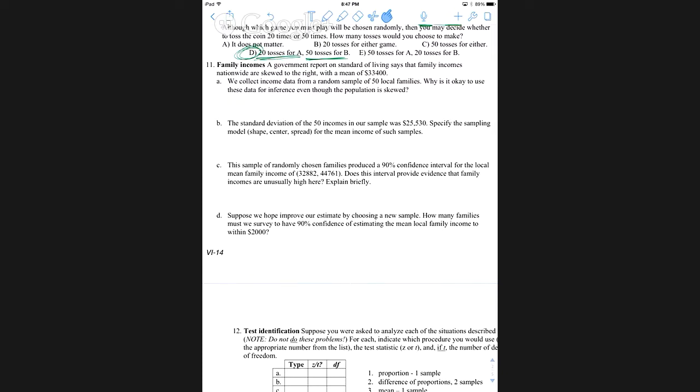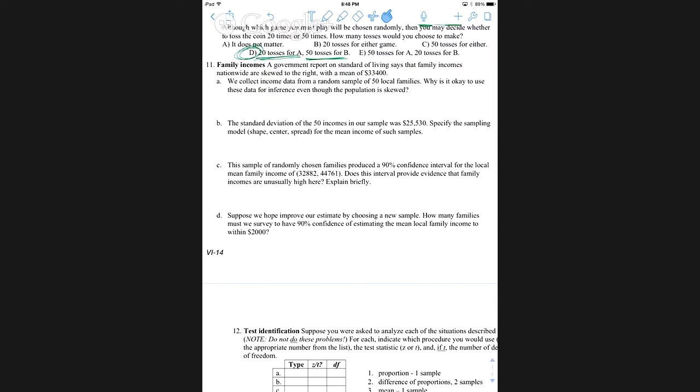It's okay with me. So, family incomes. A government report on standard of living says that family incomes nationwide are skewed to the right. What this is telling me is that the population is skewed to the right with a mean of 33,400, not the sampling distribution, but the population. Now, we collect data from a random sample of 50 local families. Why is it okay to use these data for inference, even though the population is skewed?